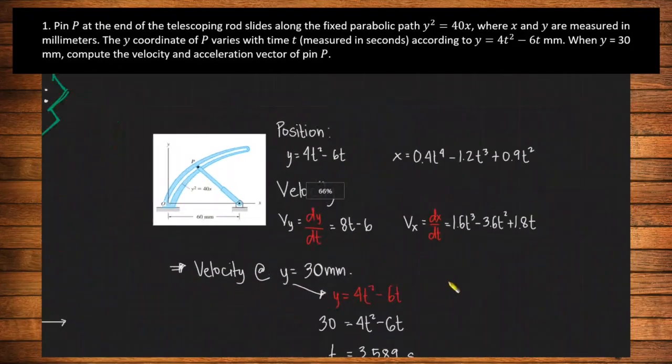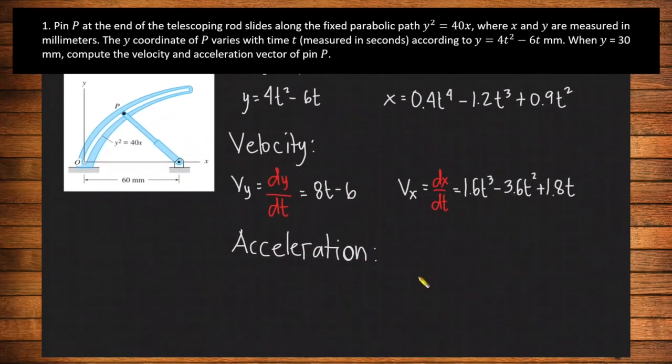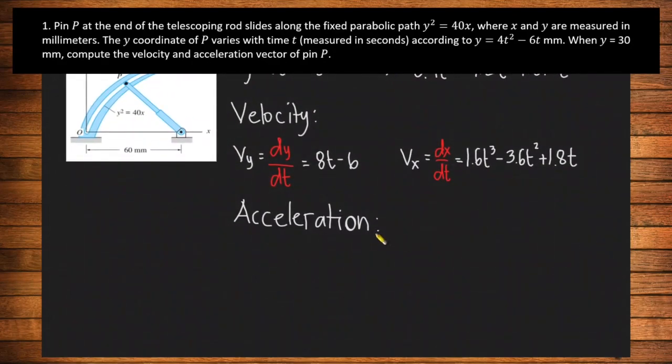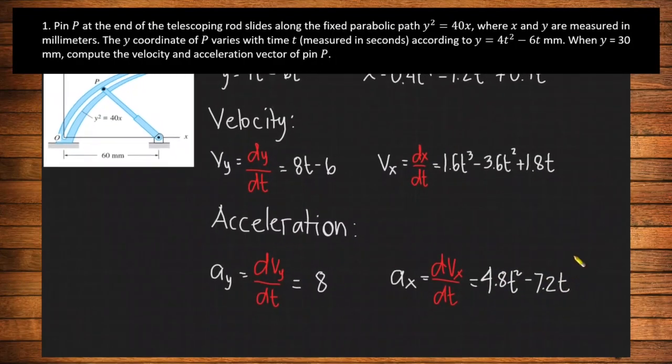Okay, so next, hanapin naman natin yung acceleration vector. So again, acceleration, that is just the derivative of our velocity vector. So madali lang to. Bale yung y component ng acceleration natin will be equal to the first derivative of the y component of our velocity vector with respect to time. Yung derivative nito with respect to t, that will be equal to 8. And then yung x component naman ng acceleration natin, 4.8 t squared minus 7.2 t plus 1.8.